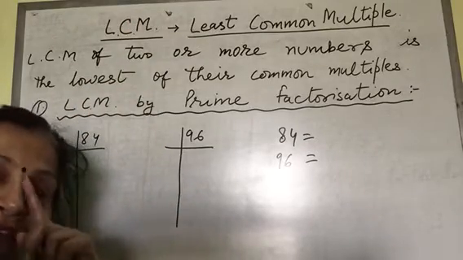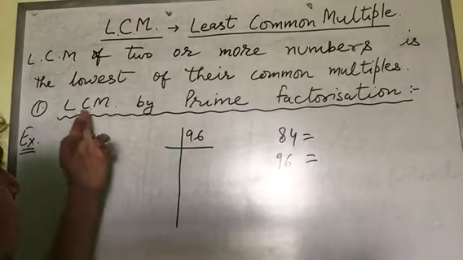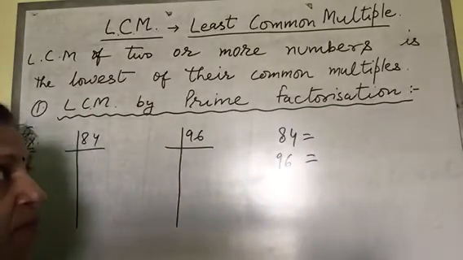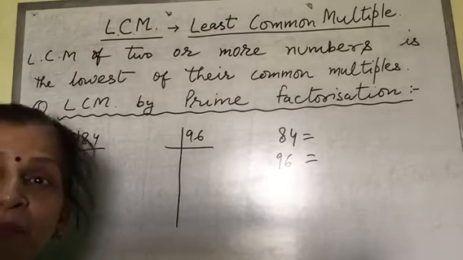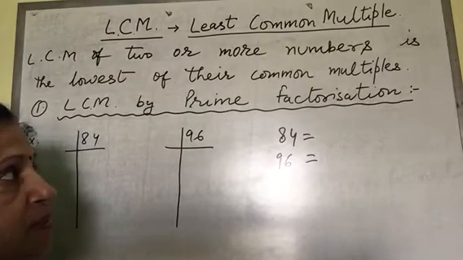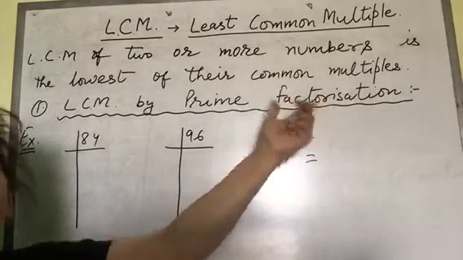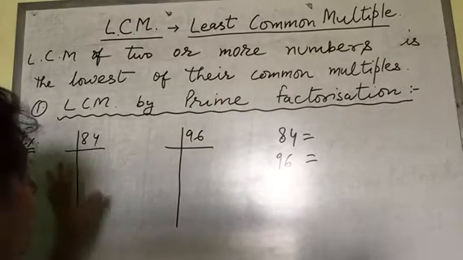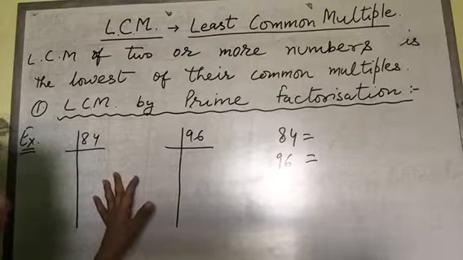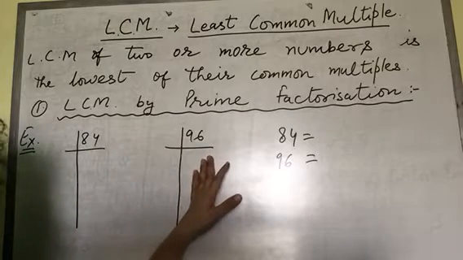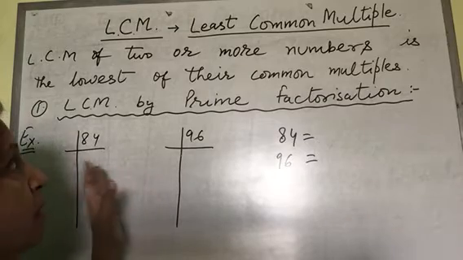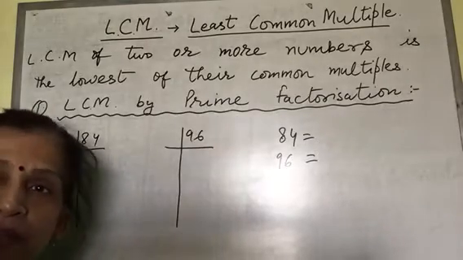Okay, this is the first method, and the second method is LCM by prime factorization. Now, prime factorization, as I told you in my previous class, means factors which are prime only. So, here I start with an example. Two numbers are given, 84 and 96. I am going to find out the LCM of these two numbers by the method of prime factorization.